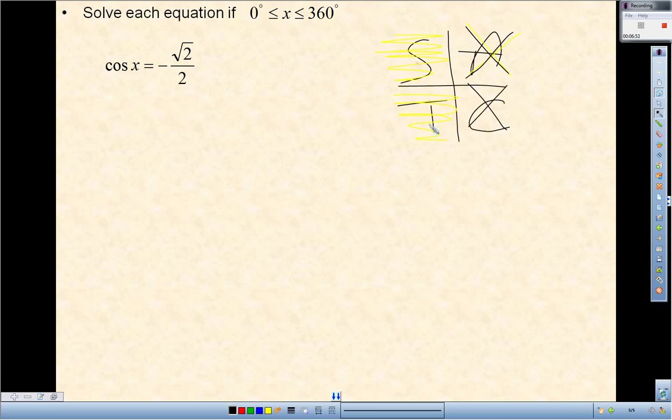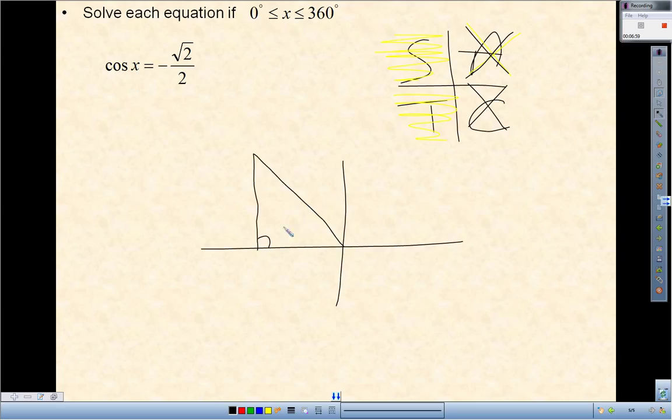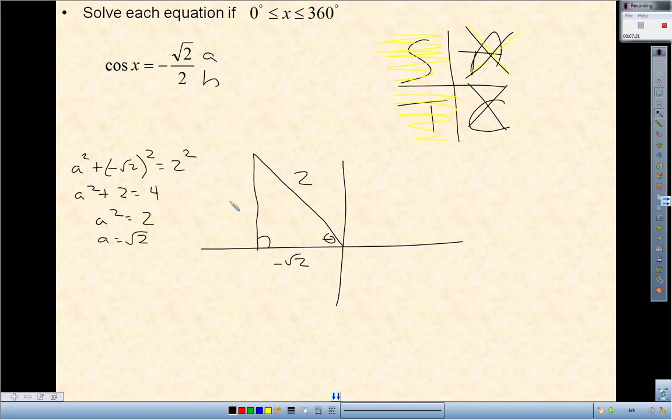It doesn't matter which quadrant you pick, so I'm just going to draw a triangle in quadrant 2. Cosine is adjacent over hypotenuse, so this is my angle. This is going to be negative root 2 and the hypotenuse is 2. I'm going to use the Pythagorean theorem to figure out what the other leg is. So a squared plus 2 is equal to 4, so a squared is equal to 2, so that means a is the square root of 2.